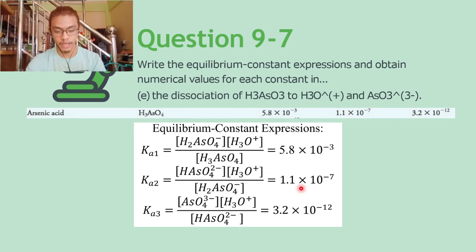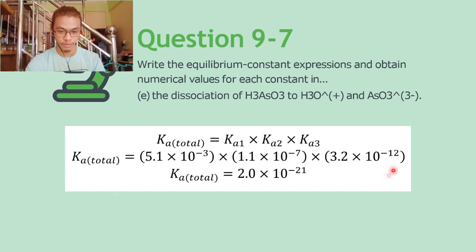The next Ka is 1.1 times 10 raised to negative 7, and the Ka of the next and last dissociation is 3.7 times 10 raised to negative 12. However, this is not yet the final answer, for we need to take the total acid dissociation constant of the reactions, which is obtained just by multiplying the 3 Kas that we got. So multiplying the 3, we get 2.0 times 10 raised to negative 21 as our final acid dissociation constant.